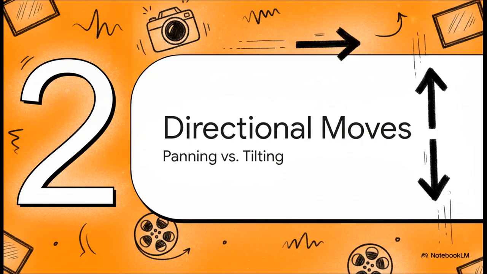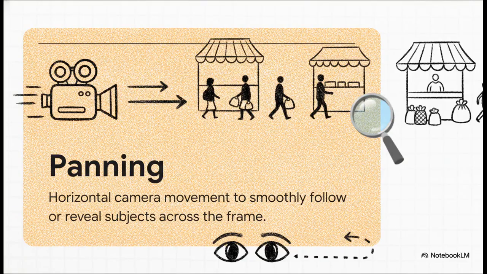Moving right along to Section 2, Directional Moves. We're looking at panning versus tilting. Let's see how horizontal and vertical storytelling actually build your narrative flow, starting with panning. So panning is the horizontal movement of the camera to smoothly follow or reveal subjects across the frame.